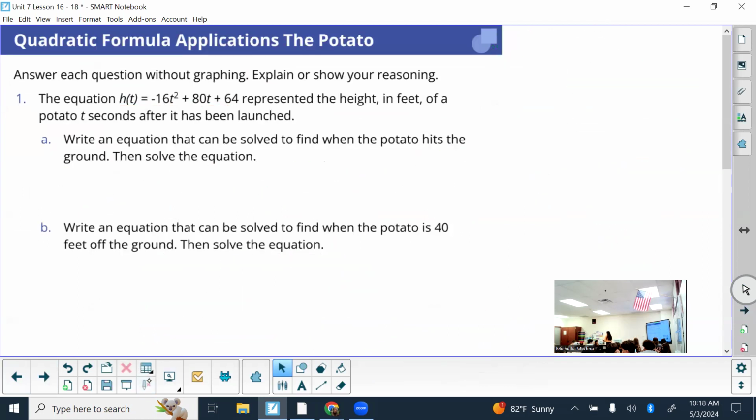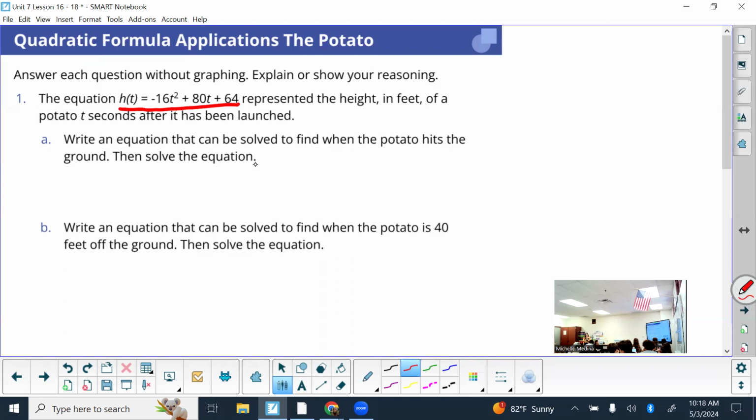So we're gonna set up an equation and solve it using the quadratic formula. We have this equation that represents the height in feet of a potato t seconds after it's been launched. First, we're gonna write an equation that can be solved to find when the potato hits the ground, and then solve the equation. So we've done this before, just with other ways.